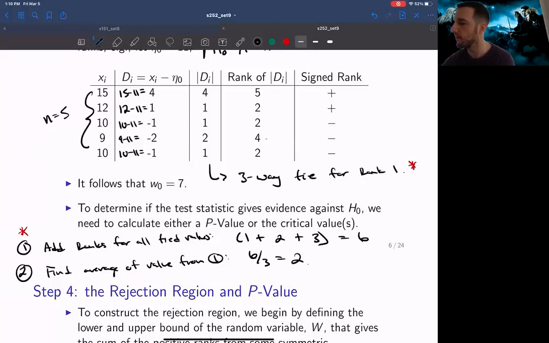Right, so the rank 5 and the rank 2, those result from positive differences. The rank 2, 4, 2 here, those result from negative differences. So the test statistic is only the sum of the positive ranks. So the sum of 5 and 2, and that's why we have a test statistic of 7 here. Okay, so that's effectively how step 3 is going to work. And we're going to see more examples of this in a little bit when we actually look at the signed-rank test in its entirety.